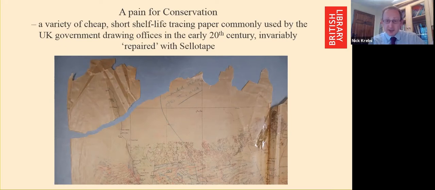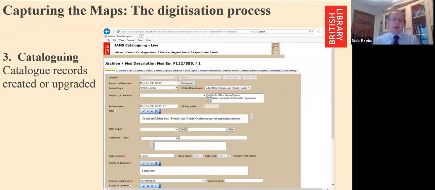And as soon as you take it out of the drawer, another 3 bits fall off, and it's invariably being repaired with conservators' worst nightmare of the sellotape. Anyway, once the maps have been conserved, we go into cataloging, so that they are digitally searchable, and any catalogers among the audience today will immediately recognize that as the dreaded IAMS.